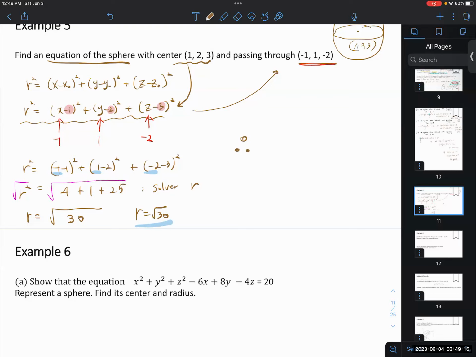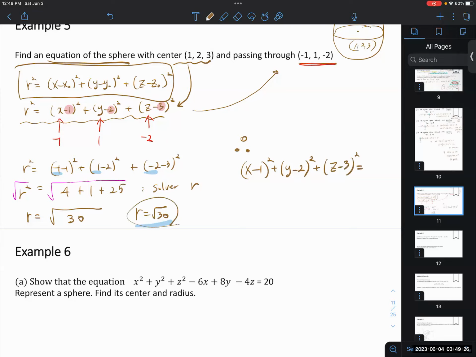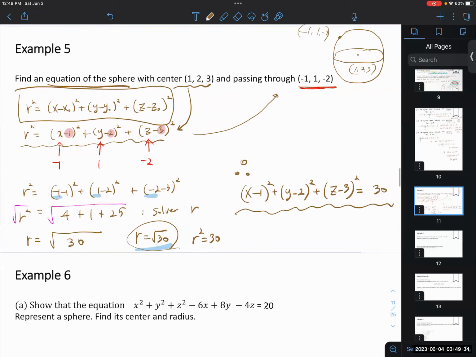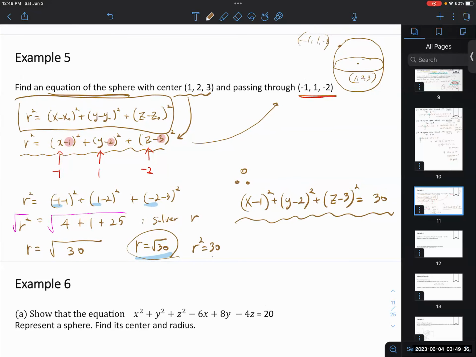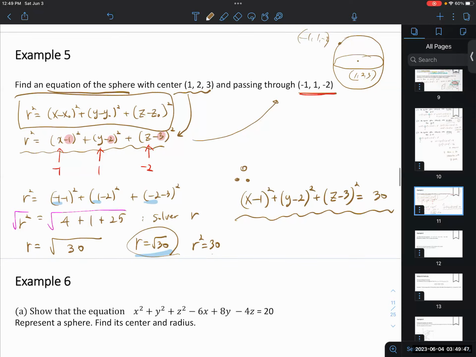the sphere equation we got, what do you guys think? This one. So I'm going to plug in everything. (X minus 1) squared, (y minus 2) squared, (z minus 3) squared equal to r squared. R squared, we know it is 30, correct? So therefore, this is the sphere equation. Very simple, correct? So you can find the sphere equation with the given information as well. So check this out. Very similar to how to find the linear equation. All right, one more example.